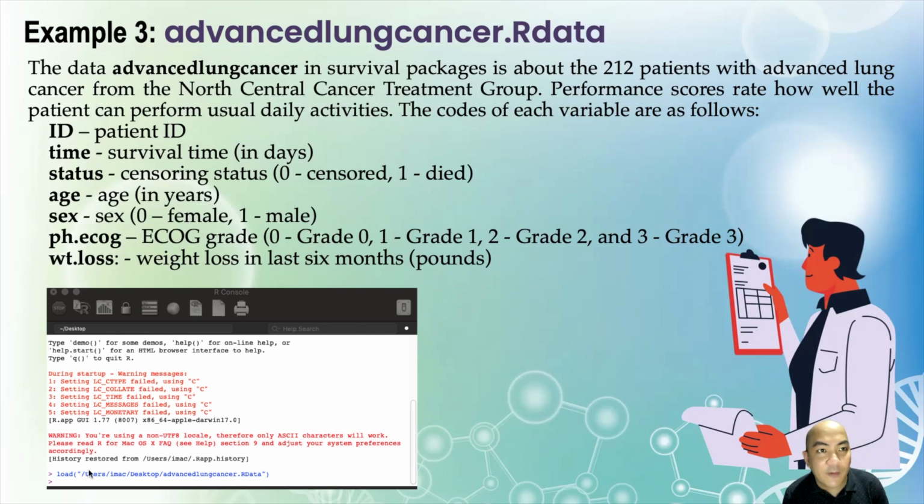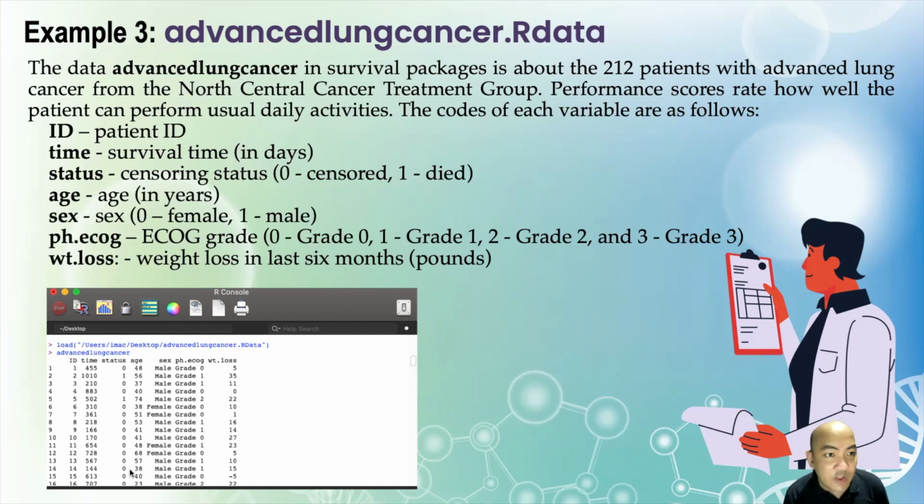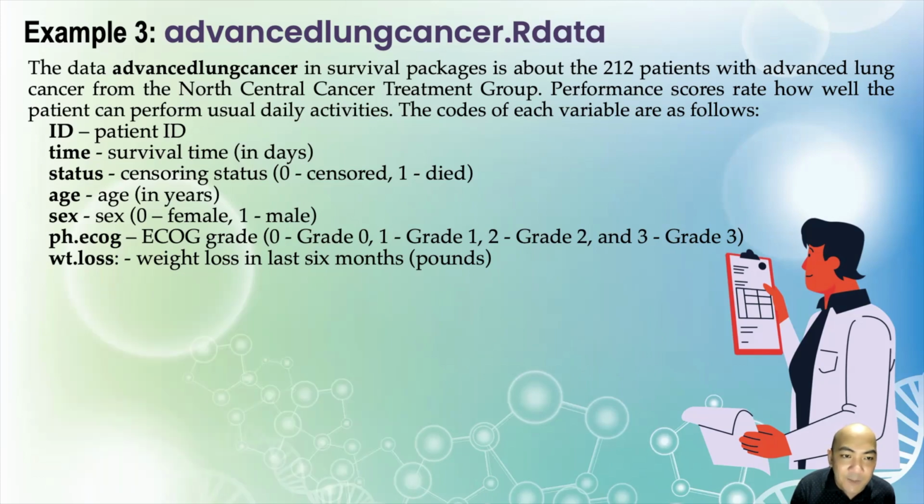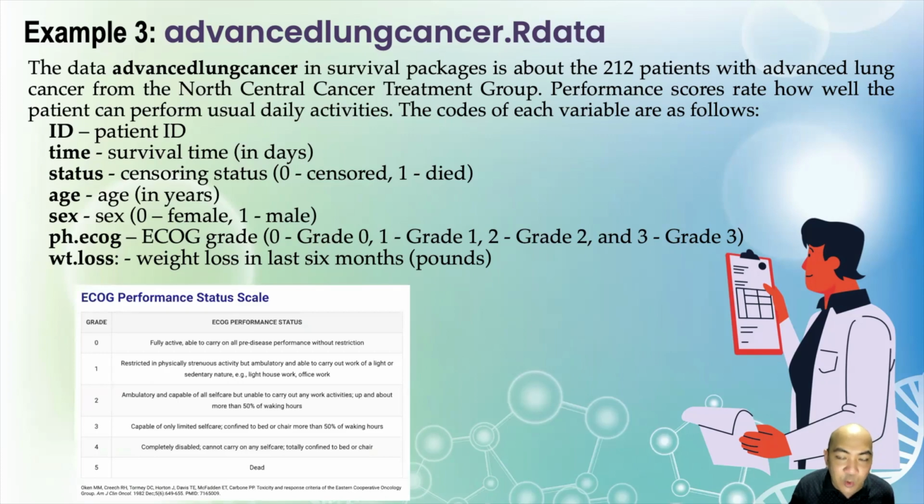So if we're going to open the file, the advanced lung cancer R data, we can see 6 columns, which are the ID, which is basically the patient ID, the time, which is the survival time in days, the status, where 1 means the patient died and 0 means censored data, the age in years, the sex, which is either male or female, and the ph.ecog, that is the ECOG grade. The ECOG grade may be from 0 to 5, in which in this case there's no patient with grade 4 and 5. So that is only from grade 0 to grade 3.